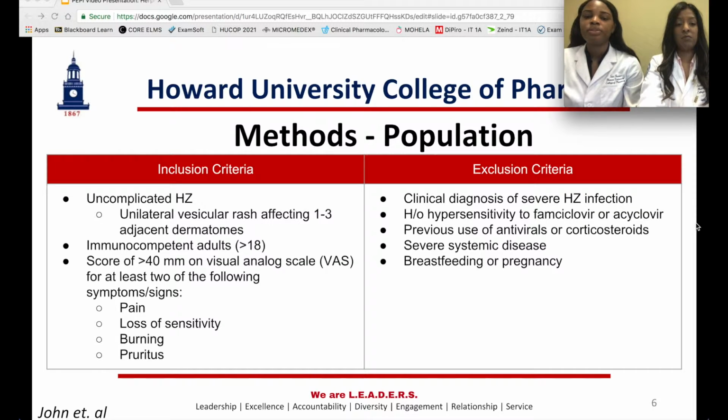And for the exclusion criteria, the study didn't want patients who possessed certain qualities, such as clinical diagnosis of severe herpes zoster infection, a history of hypersensitivity or any kind of allergic reaction to famciclovir or acyclovir, previous use of antivirals or corticosteroids, severe systemic disease, and then breastfeeding or pregnancy.